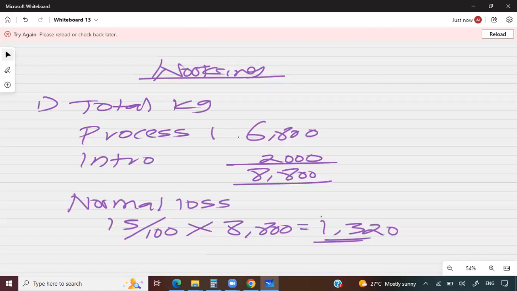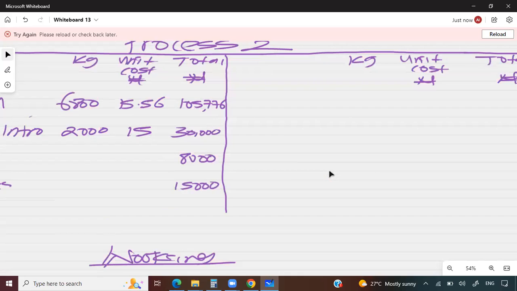This is what we are bringing from process 1. Then we introduce 2,000 kg in process 2, so the total is 8,800, and in this process we make a provision for 15% as normal loss. So our normal loss is 1,320. Let's record that. We are not giving any value for it, so this is dash and this is dash.